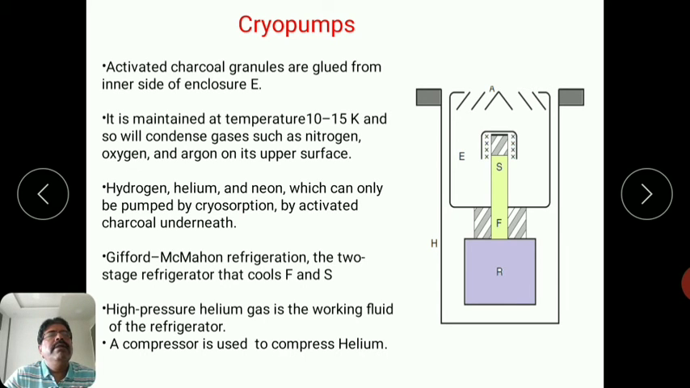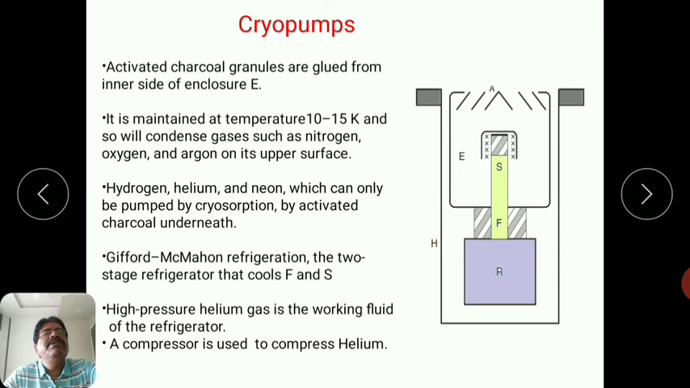Okay, now let us see how these cold heads work. So F will condense all those gas species which can easily condense at temperatures below 100 degrees Kelvin. As we have seen, there are three groups of gas species earlier. Now what about the rest of the gas species?